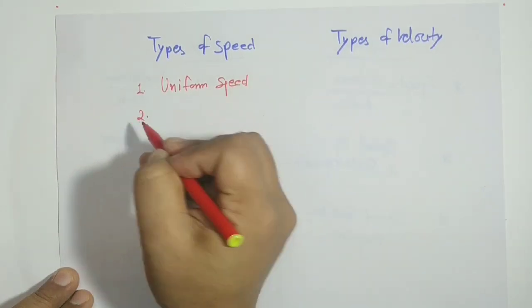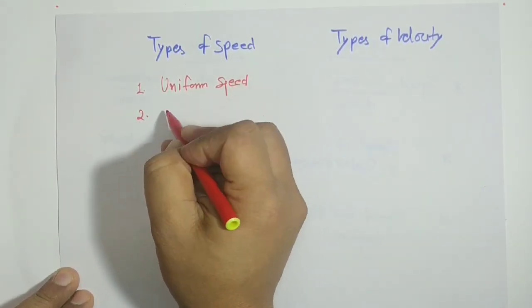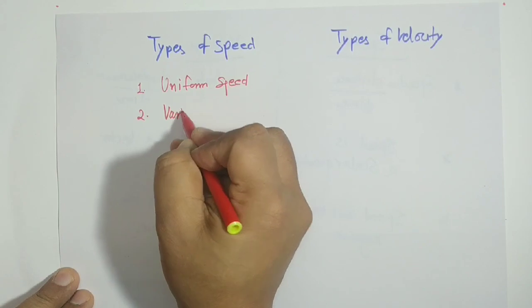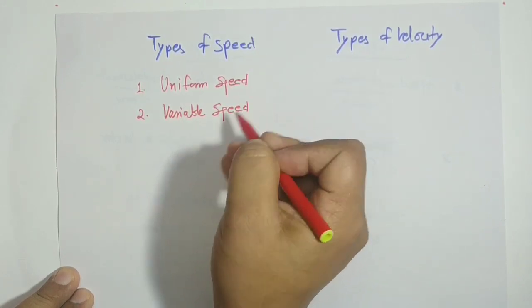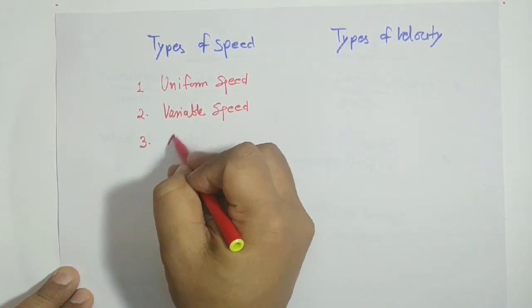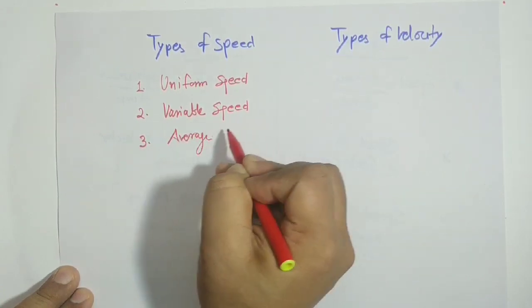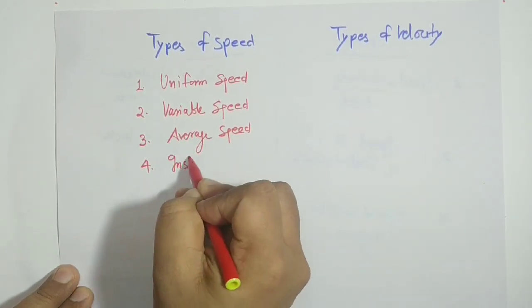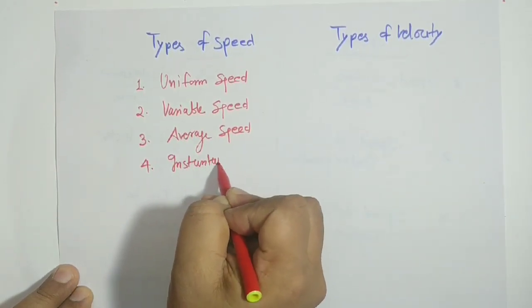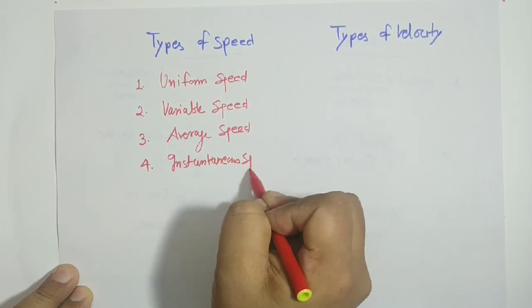Okay. Second is what? Variable speed. That is also known as what? Non-uniform speed. Third is what? Average speed. And fourth is what? A word, instantaneous speed. These are the 4 types of speed.